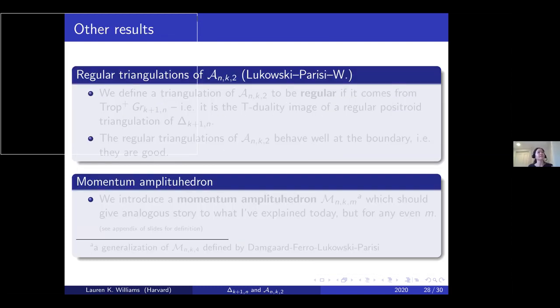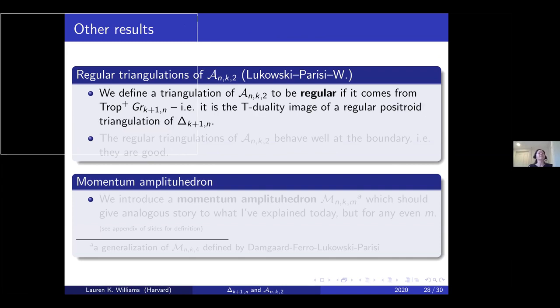Okay, so there are many triangulations of the m equals 2 amplituhedron. Some of them are bad in the sense that boundaries interact badly, but some of them are good, and the ones that are coming from the positive tropical Grassmannian behave well at the boundary. So these are what we would call good.